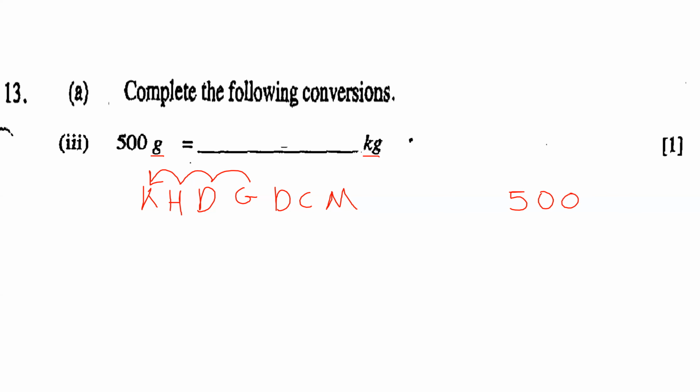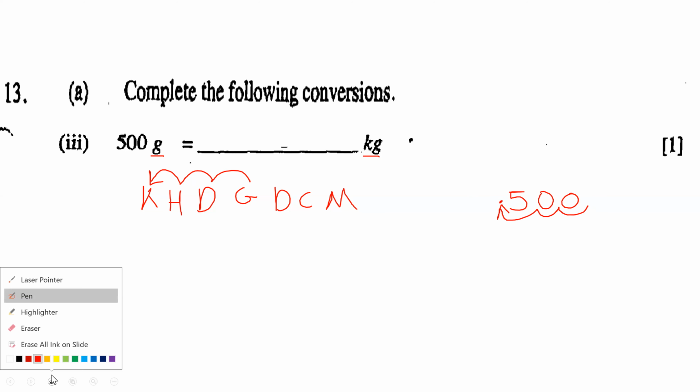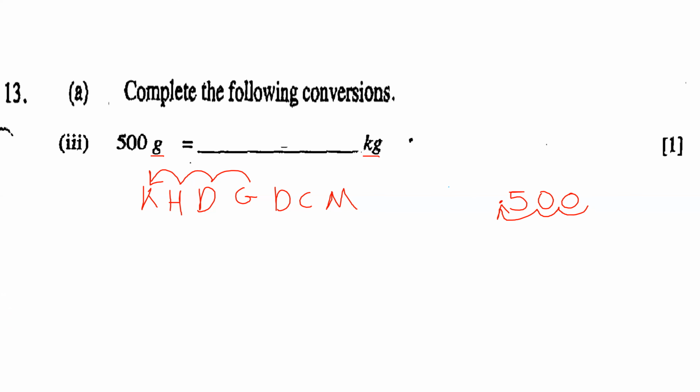And again, 3 times to the left. So it's going to be 1, 2, and 3. So the decimal point goes here. And so we have to put a placeholder in front of the decimal point. So it's going to be 0.5. Okay, so it's going to be equal to 0.5.